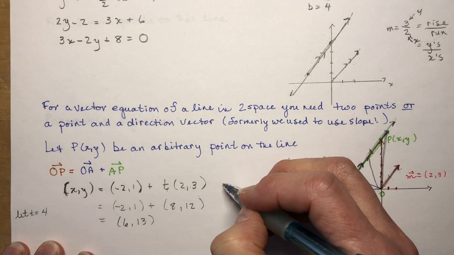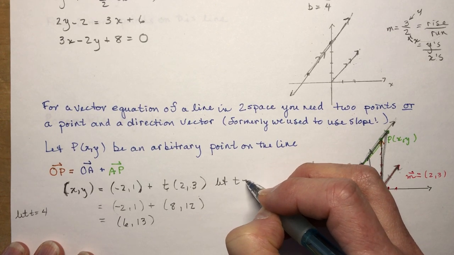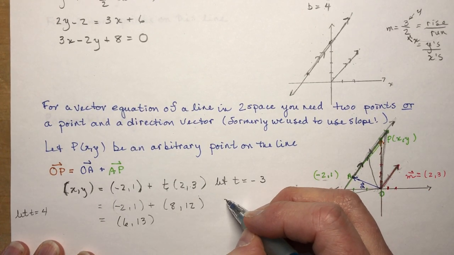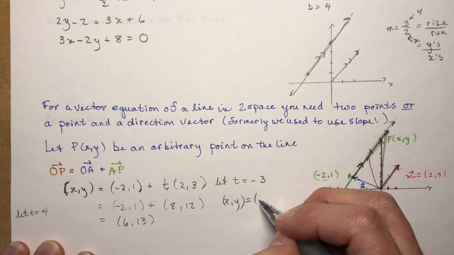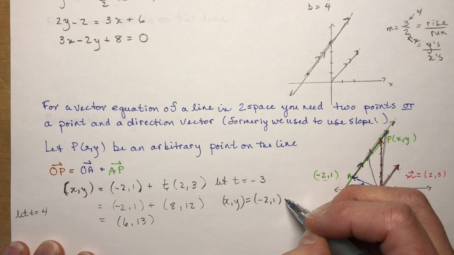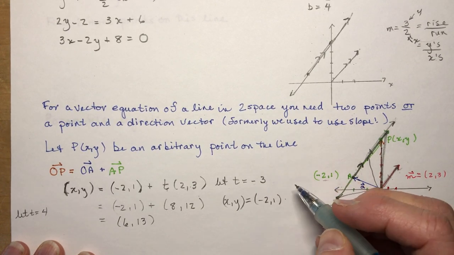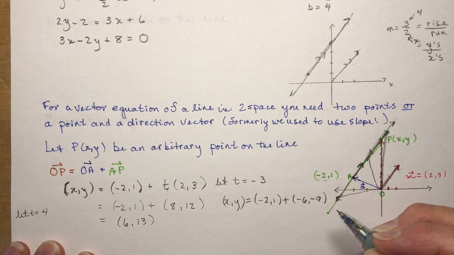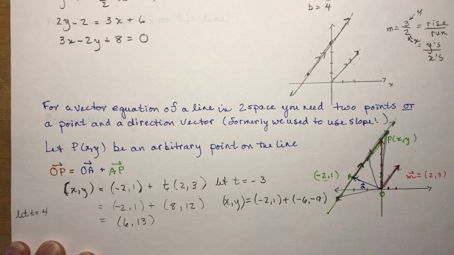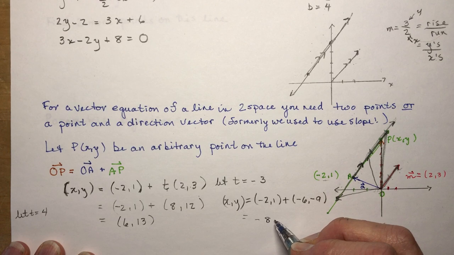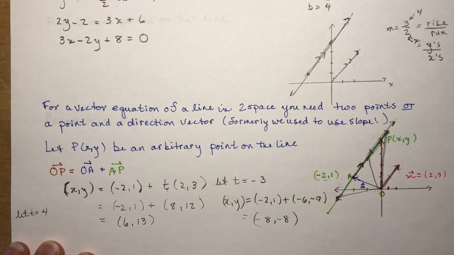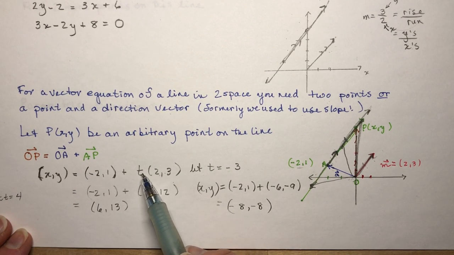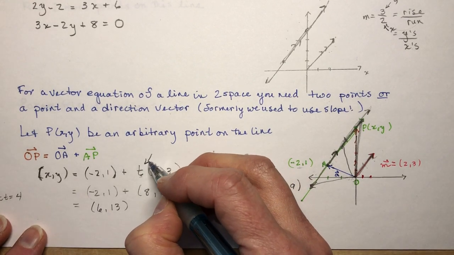Or let t equal, so you can choose whatever you want, right? Let t equal -3, and you're going to find all these different points on here, an infinite number of points. So (x, y) is going to be equal to (-2, 1) minus, because I'm making t -3, so I'm adding (-6, -9). If I add those, I'm going to get (-8, -8). That will be another point on the line. So you can find all sorts of points just by changing your scalar, or your parameter. We call it the parameter t.